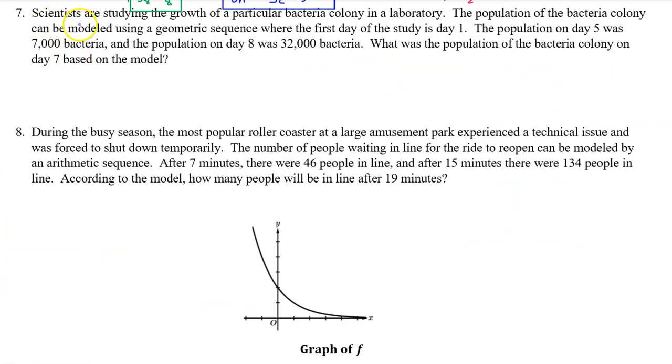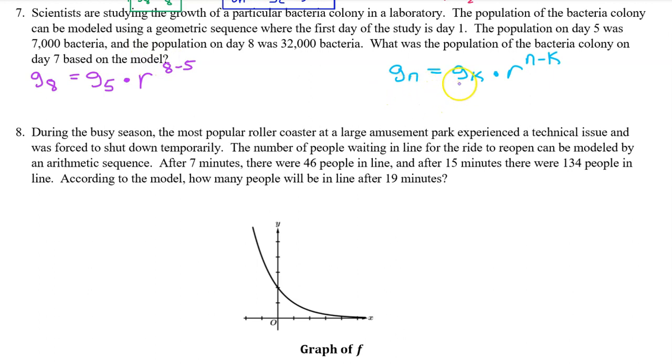Number 7. Scientists are studying the growth of a particular bacteria colony in a laboratory. The population of the bacteria colony can be modeled using a geometric sequence where the first day of the study is day 1. The population on day 5 was 7,000 bacteria, and the population on day 8 was 32,000 bacteria. What was the population of the bacteria colony on day 7 based on the model?